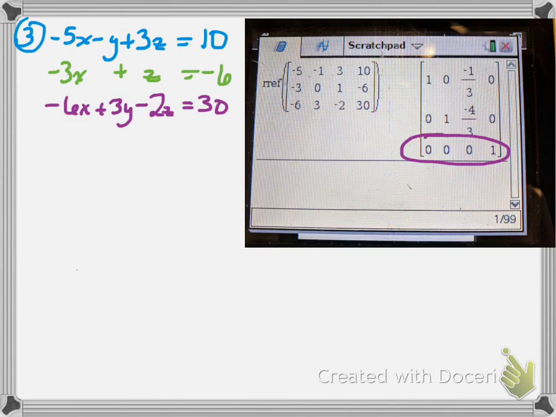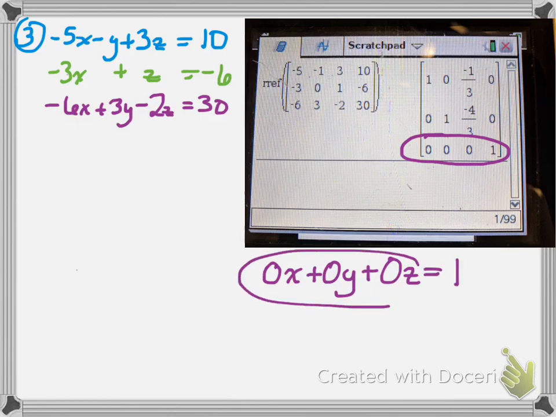And so what that means, let's again focus in on that last row, because that's our telling row. And you have 0x plus 0y plus 0z equals 1. So all this means is 0, because if I have 0 of everything, that means I have 0. 0 cannot equal 1, so this is no solution.